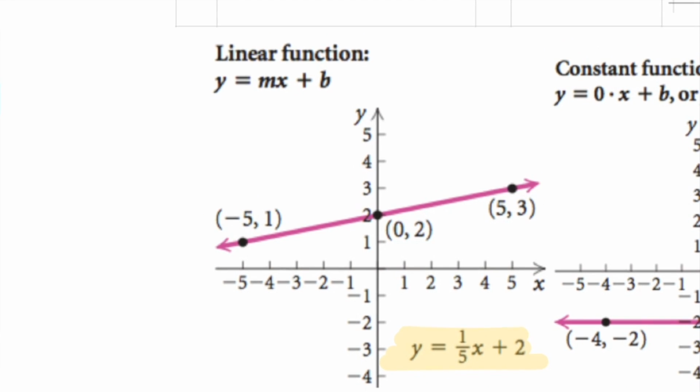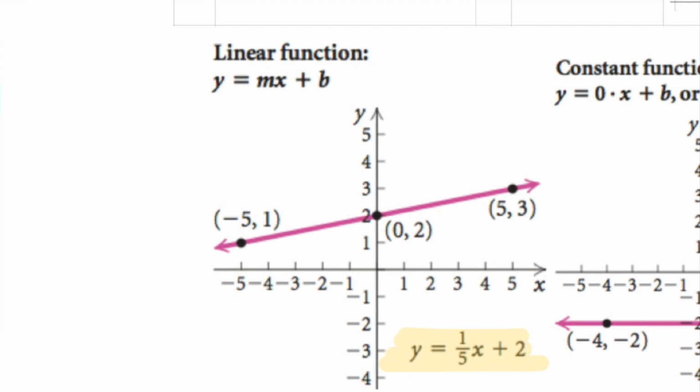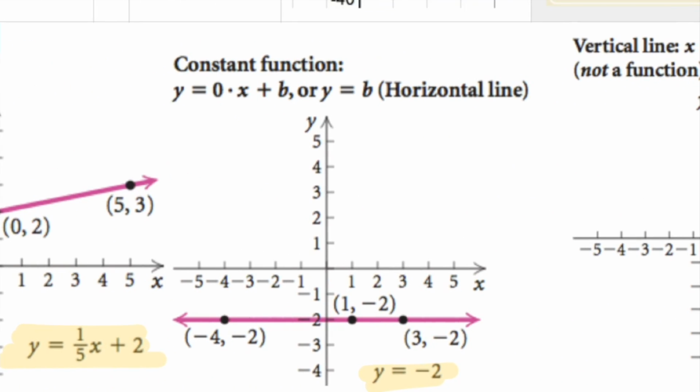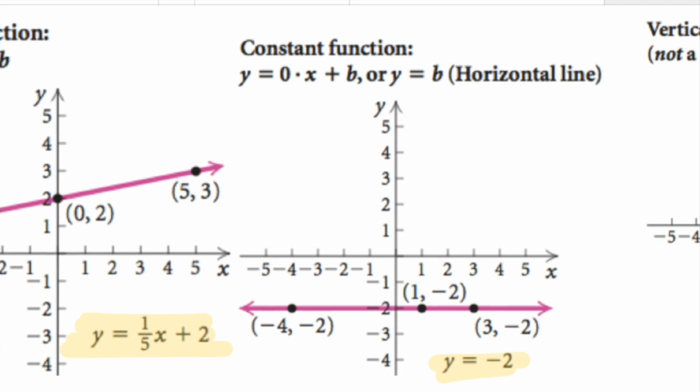So linear functions can look like this, where you've got the slope and the y-intercept right here. If the slope is 0, then it kind of degenerates. If this is 0 times x plus b, then it just turns into y equals b right here, y equals negative 2. This horizontal line is here. It has its formula y equals negative 2.